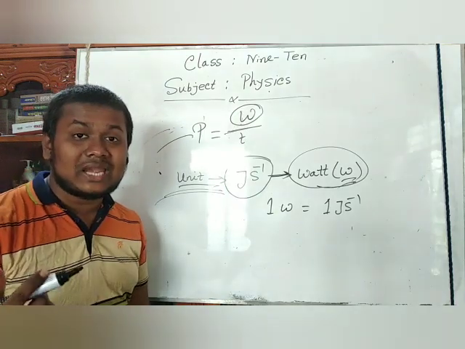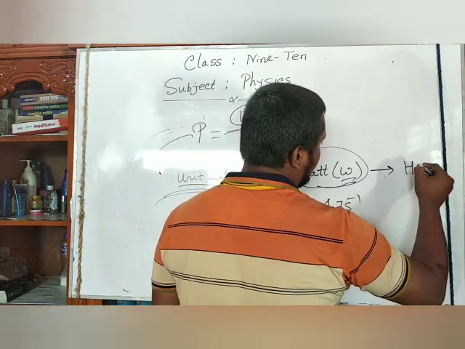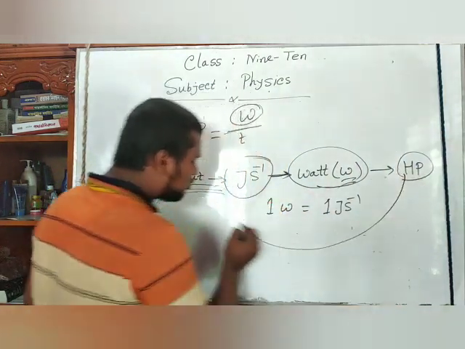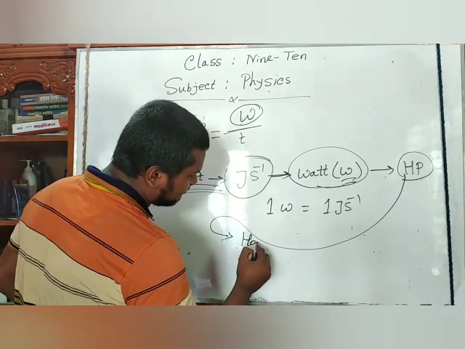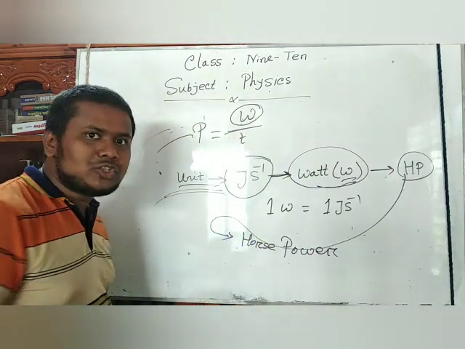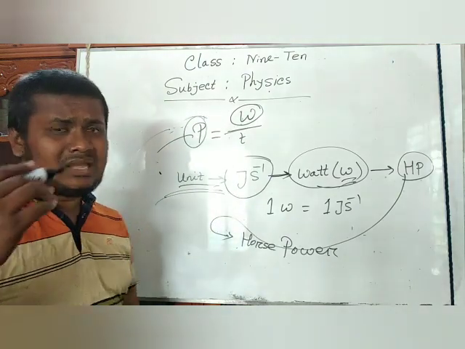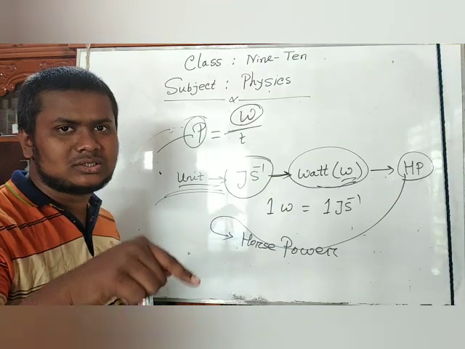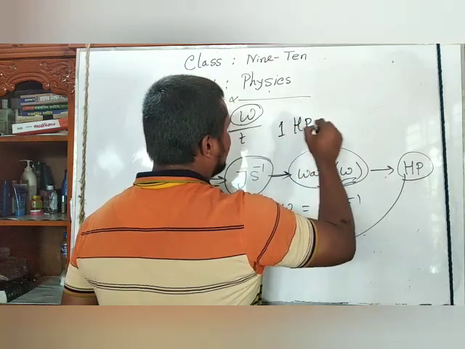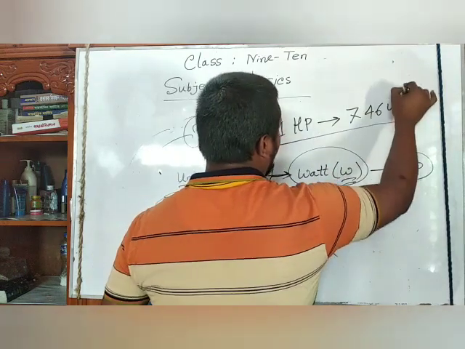We also get another unit. What is this? The other unit is HP. Dear students, HP means horsepower. Horsepower is also another unit of power, and it can also be converted into watts. How? Dear students, 1 HP equals 746 watt. It's very important for MCQ.